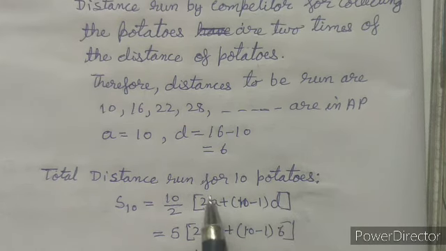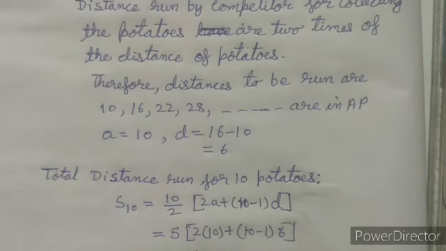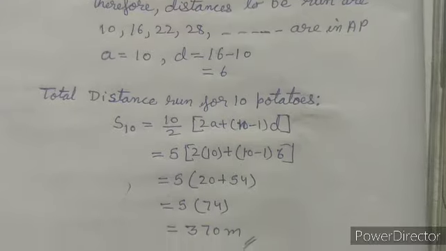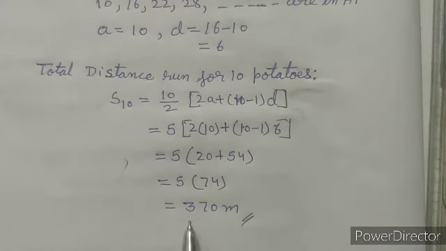Now here a is 10 and d is 6. On putting the values of a and d, we will get the total distance covered by the competitor, and that is 370 meters.